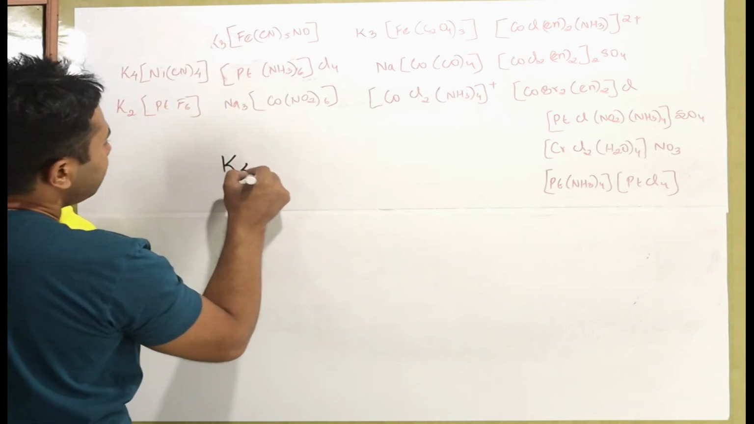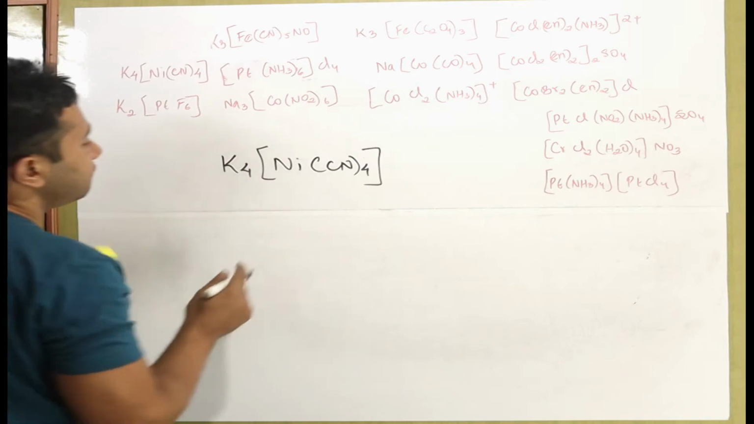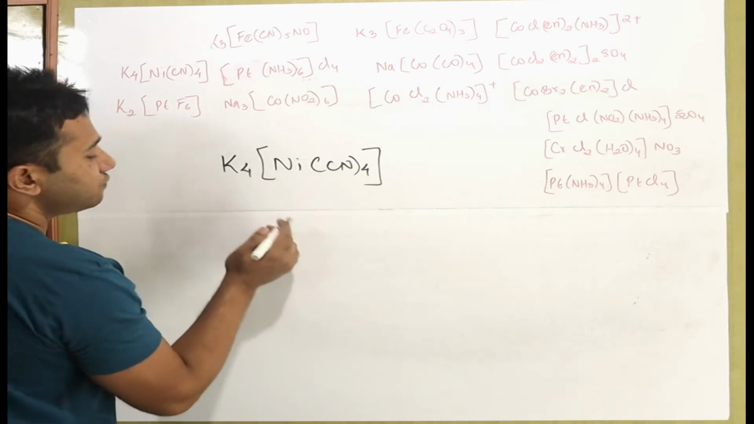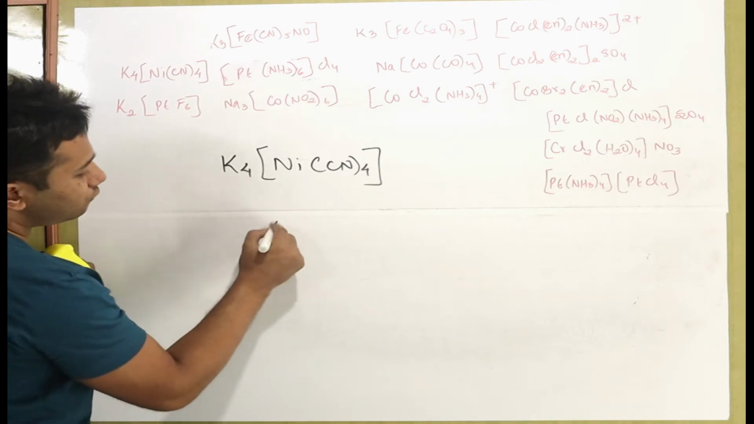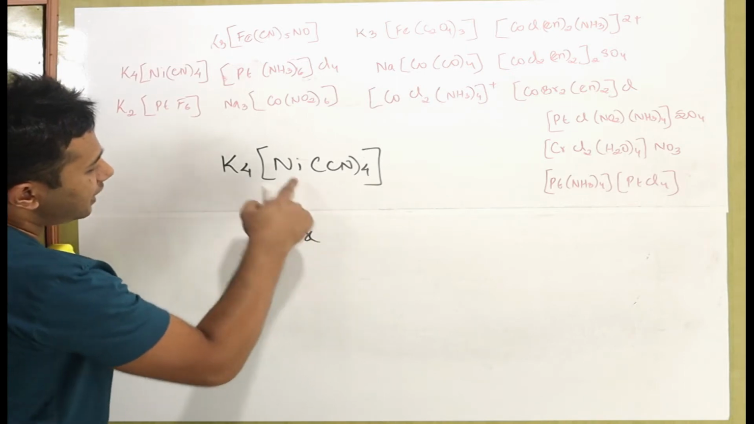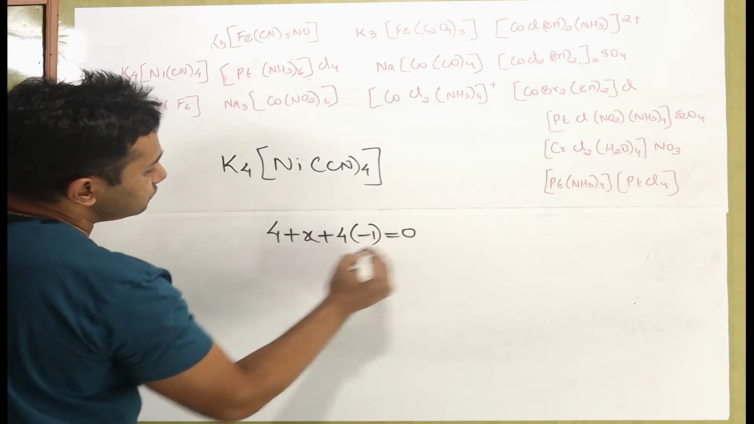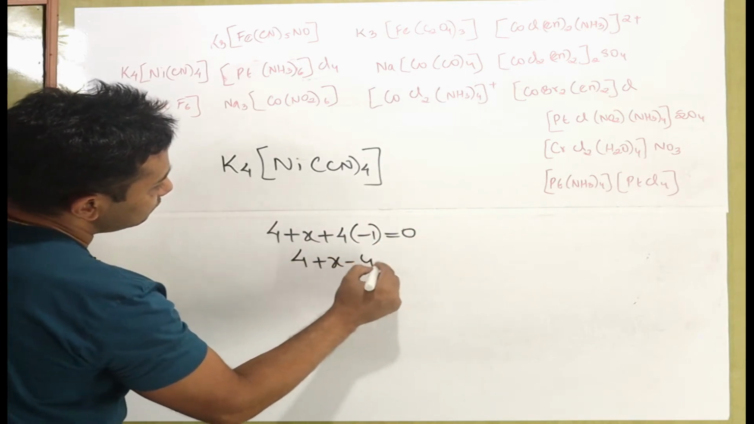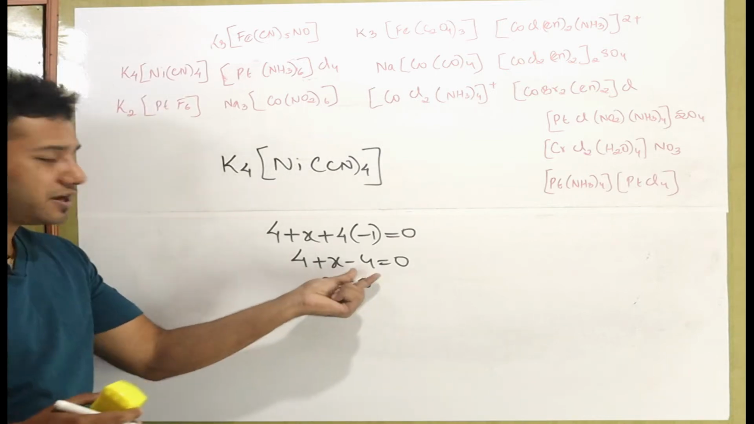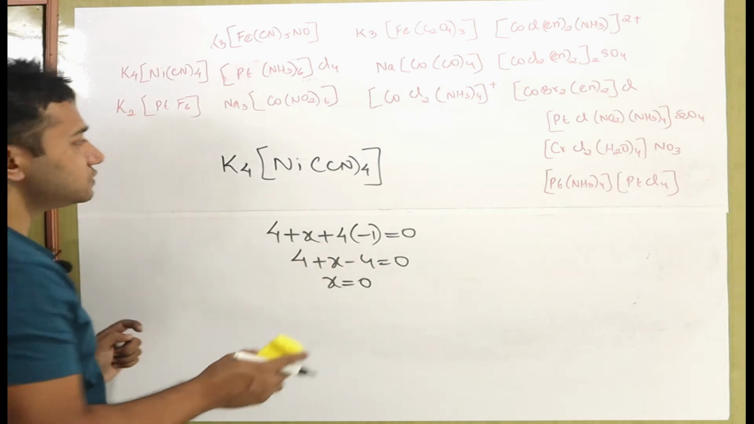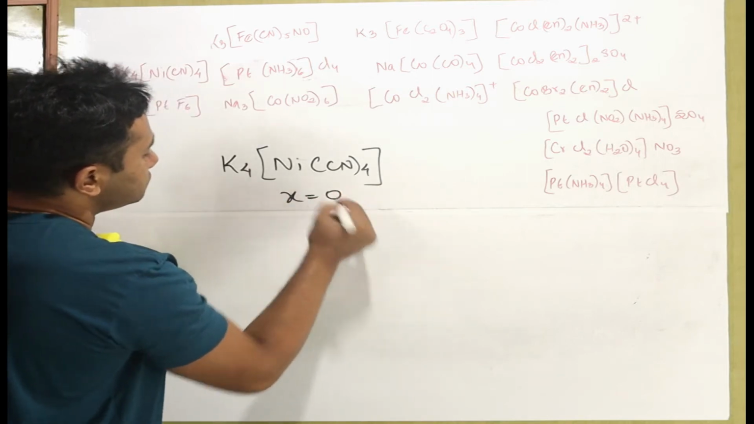So next we have K4[Ni(CN)4]. First we should find the oxidation state of the metal ion. Potassium is plus 1 and there are 4, so 4 into 1 is 4, plus the metal ion X. There are 4 cyanide ligands, and the charge of cyanide is minus 1. So 4 plus X minus 4 equals 0, so X will be 0.